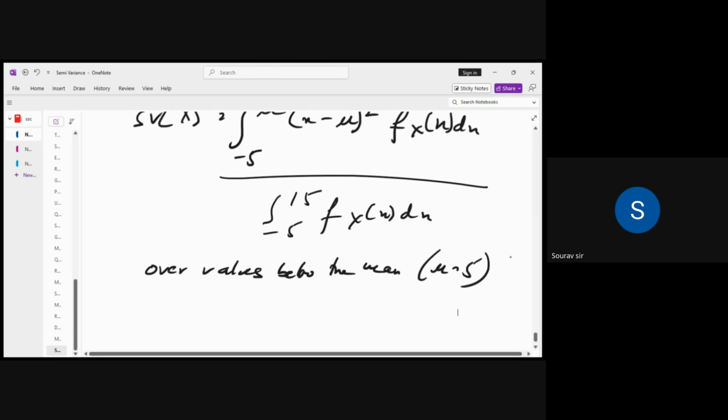Just I'm showing you this one. Total probability is how much? 1. Total probability is 1. So if you just do the integration, it is f of x dx, x is given.